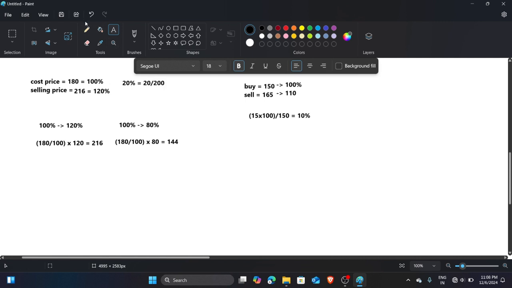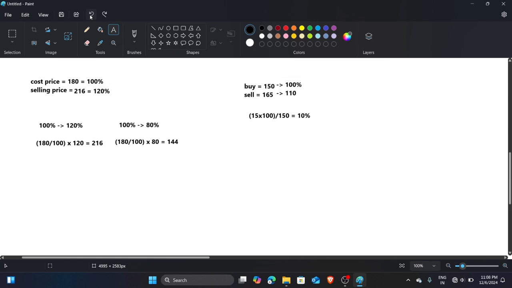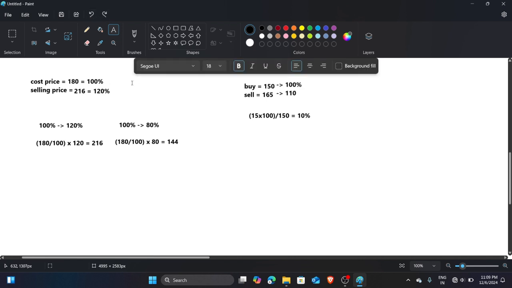I will write here again. 20% means nothing but 20 divided by 100. When you simplify this, it is nothing but 1 by 5. So from there to here, you can understand that the percentage sign converts to 1 by 100. When you want to remove the percentage sign, you simply divide by 100.